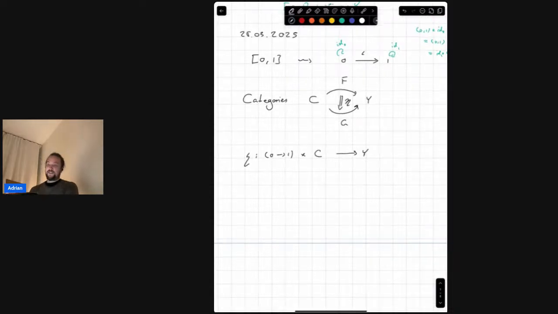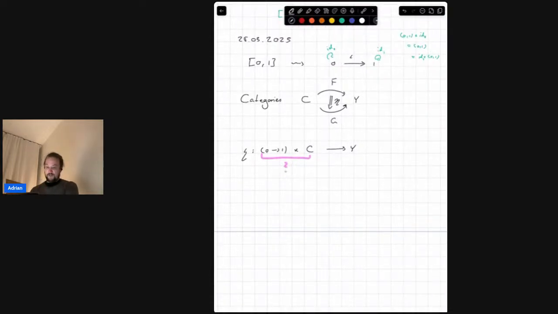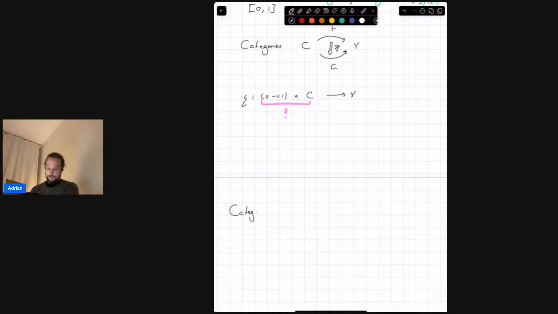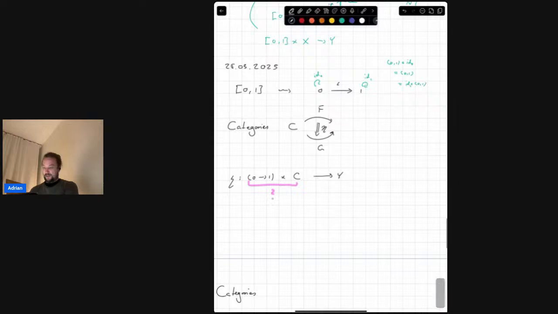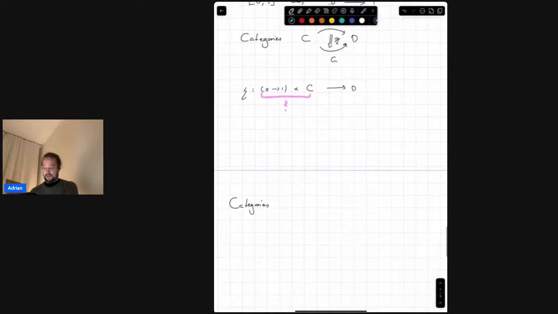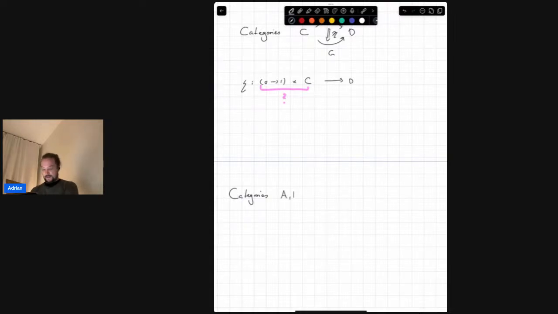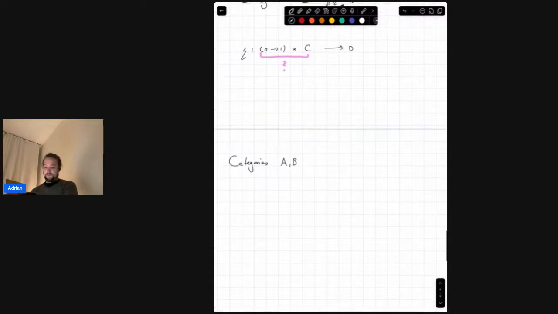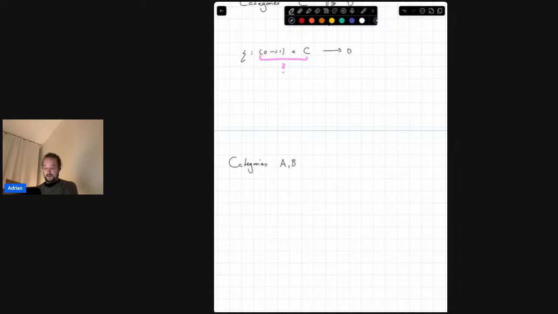Right, so first I need to tell you what this product is. Whenever you have two categories, call them A and B, so that we don't get confused. I've obviously already gotten myself confused, this should be C and D. Let's call our categories A and B. Then the objects of A cross B are just pairs: objects of A and objects of B.